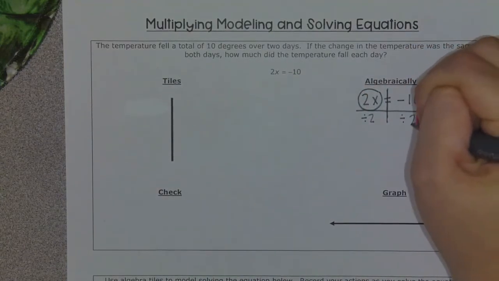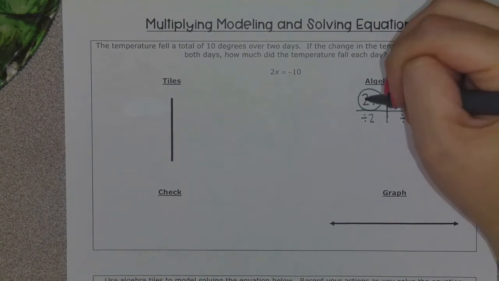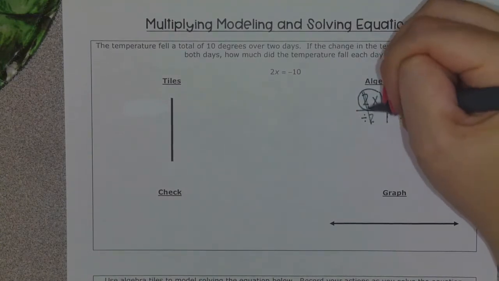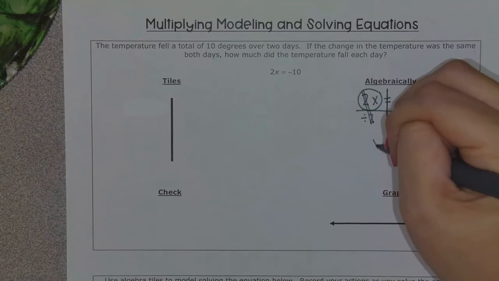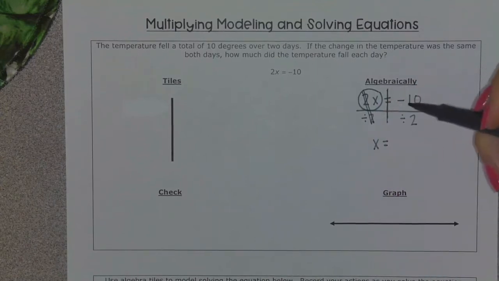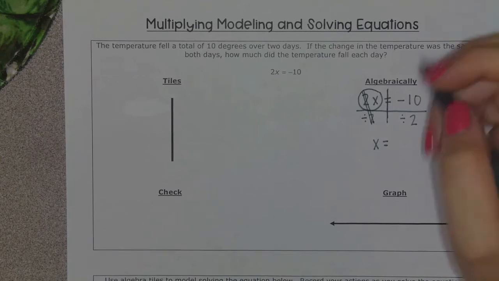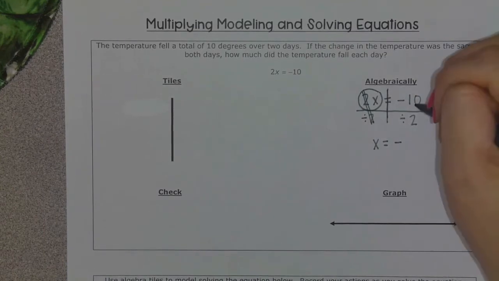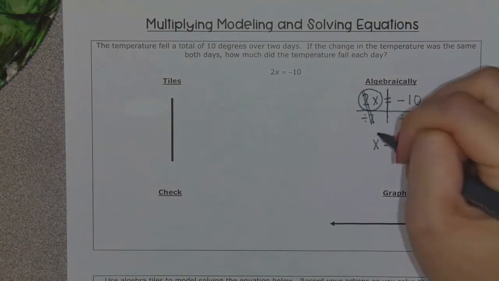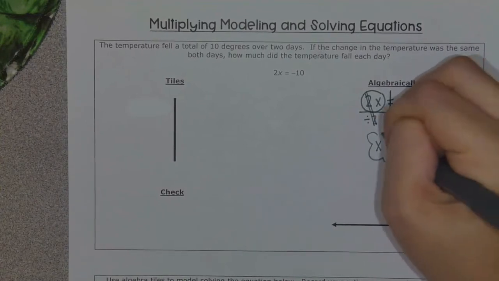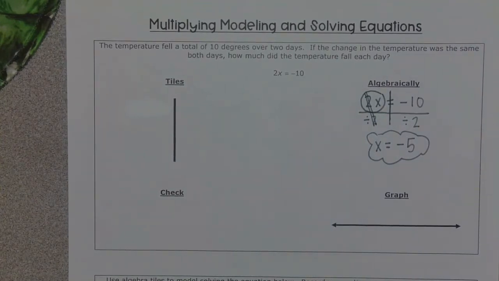What I do to one side, I have to do to the other side. So my times 2 and my divided by 2 are going to cancel each other out. So all that remains is x. And then I have negative 10 divided by 2. So a negative divided by a positive is going to give me a negative, and 10 divided by 2 is 5. So the temperature fell 5 degrees every single day.